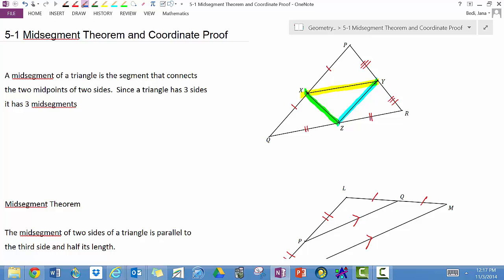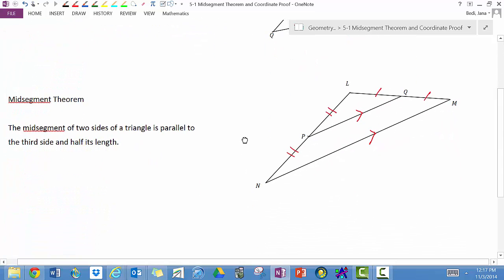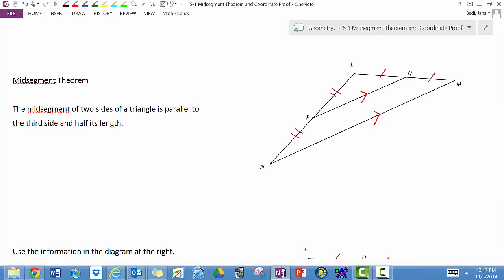What's the relationship between a mid-segment and the third side of the triangle? So let's look at mid-segment PQ here. It's a mid-segment because it joins midpoints P and Q, and the mid-segment is parallel to the third segment.